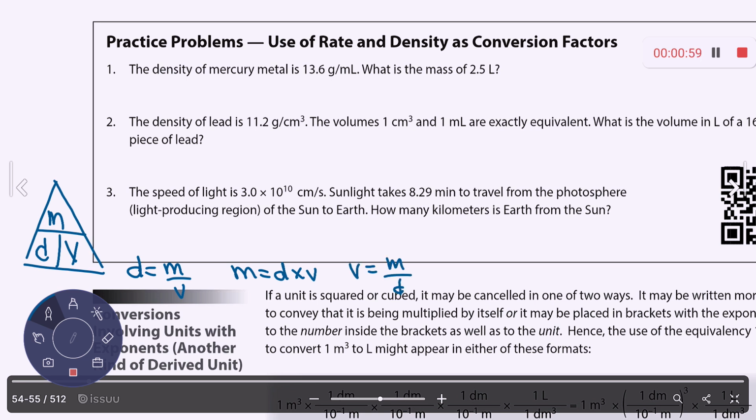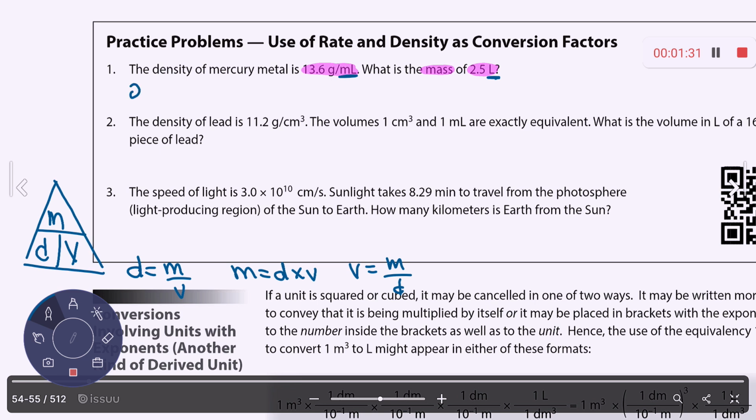Now, in number 1, it says that the density of mercury is 13.6 grams per mL. They want the mass of 2.5 liters. My units do not match, right? I've got milliliters here, and I have liters here. So we should probably convert liters to milliliters first, then we can actually do the math and solve for mass, because mass is density times volume.